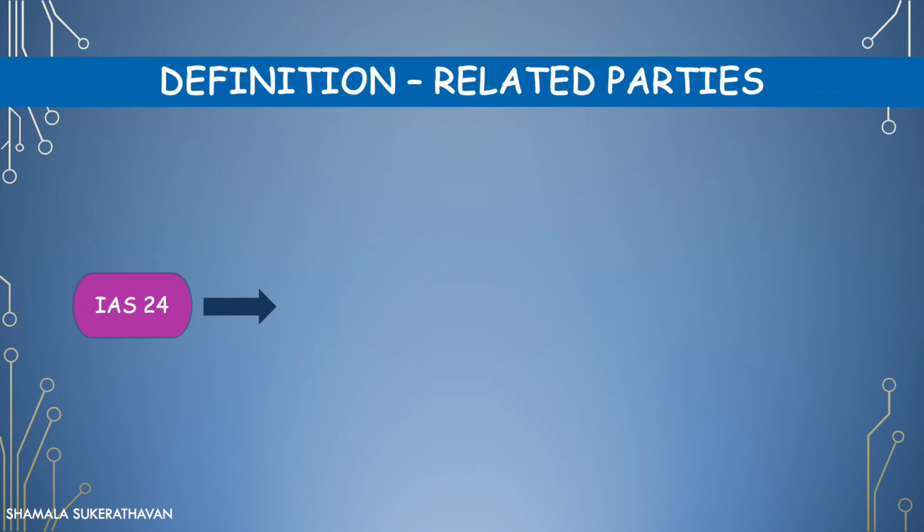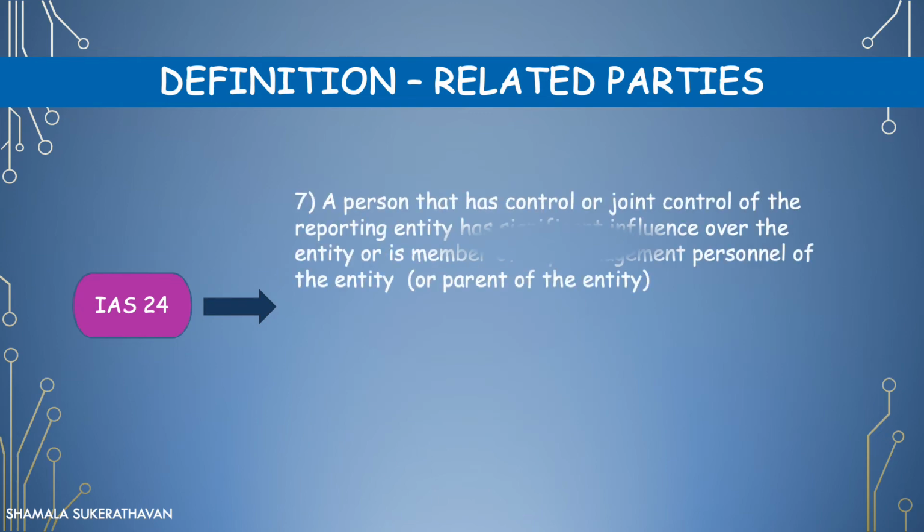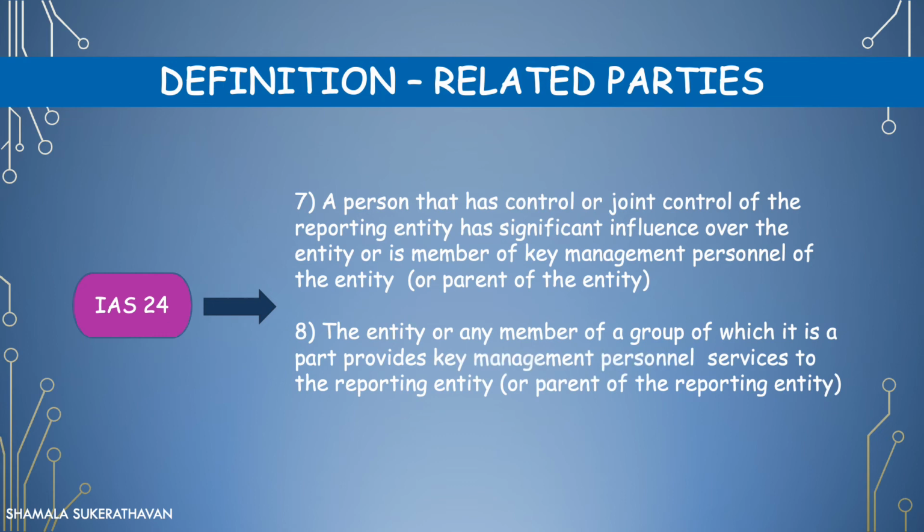7. A person that has control or joint control of the reporting entity has significant influence over the entity or is a member of the key management personnel of the entity or parent of the entity. And finally, 8. The entity or any member of a group of which it is a part provides key management personnel services to the reporting entity or the parent of the reporting entity.